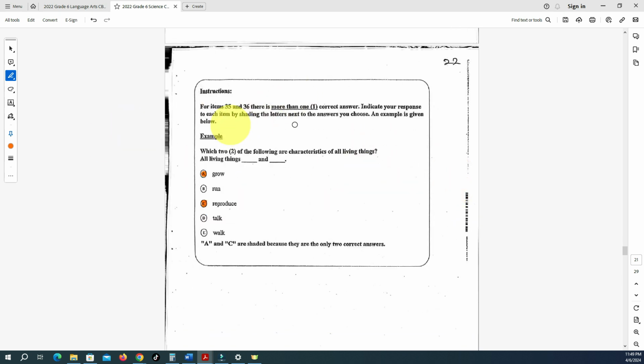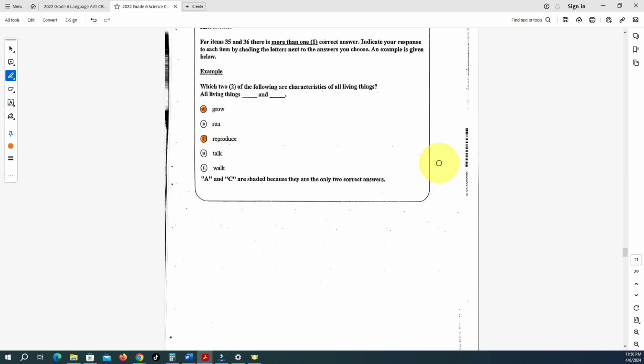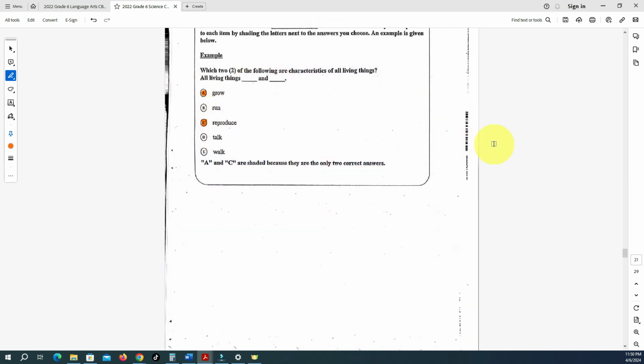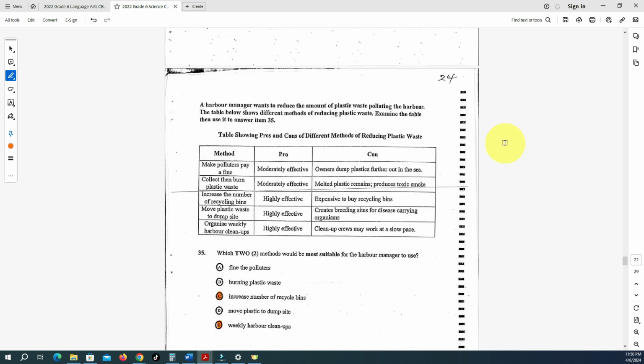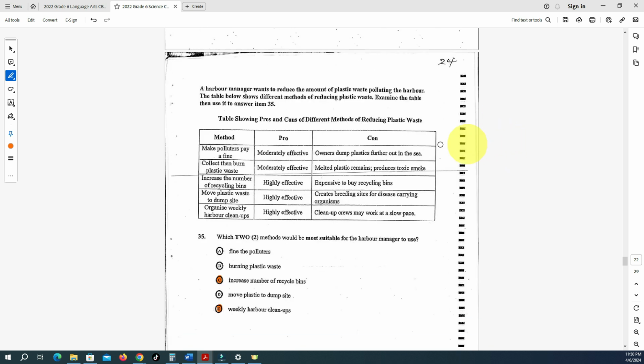All right, so the instructions down here say for 35 and 36 there is more than one correct answer. Indicate your response to each item by shading the letters next to the answers you choose. An example is given below. Example: which two of the following are characteristics of all living things? So all living things grow and reproduce. So that's the answer I selected, A and C. All right, so let's jump into it now. We're going to go into 35.